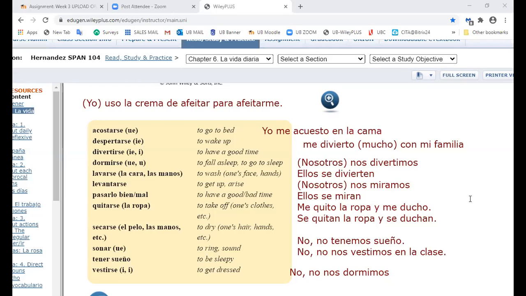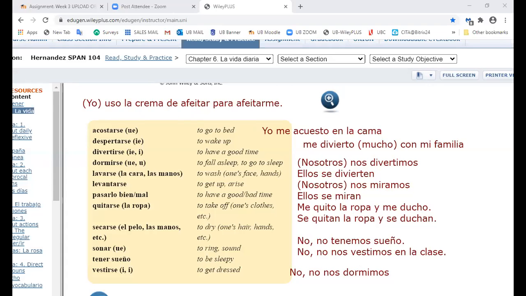Okay. So let's practice with everything we have on the board. Timmy, ¿usas crema para afeitarte? ¿Sí o no? Sí. Sí, uso la crema de afeitar para afeitarme. Beautiful. Oh, wow, show off. Muy bien, muy bien.